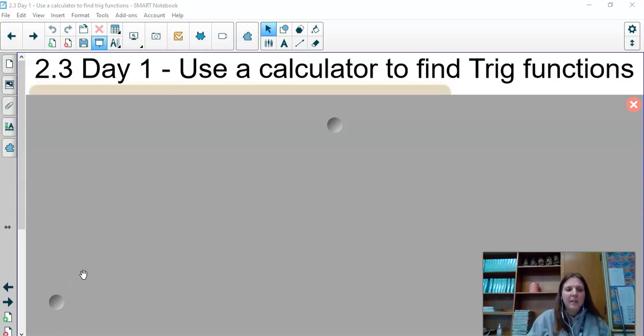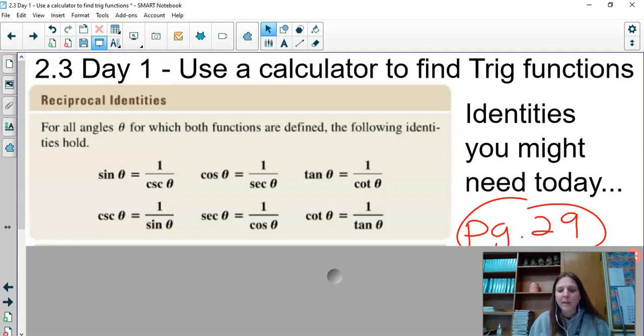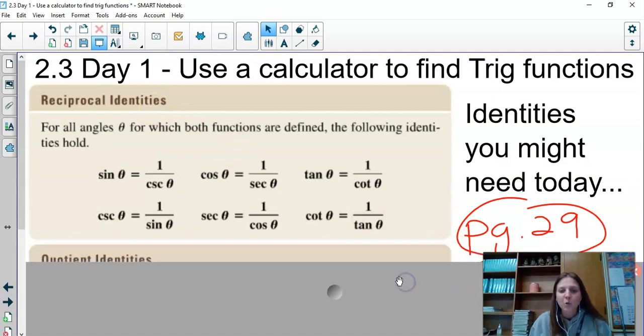Hey everybody, in this section you're going to learn how to use a calculator to find the trig functions. There are several of these identities that will be helpful and you may need to use them today. The first set of identities are the reciprocal identities. Those are on page 29.